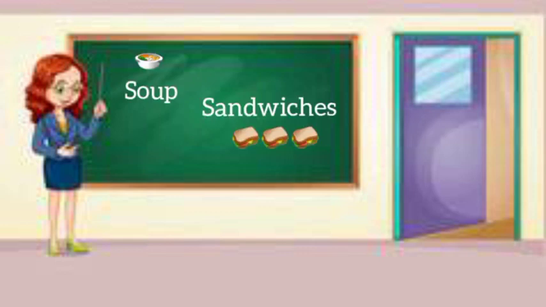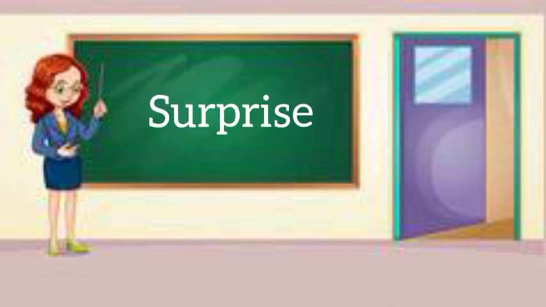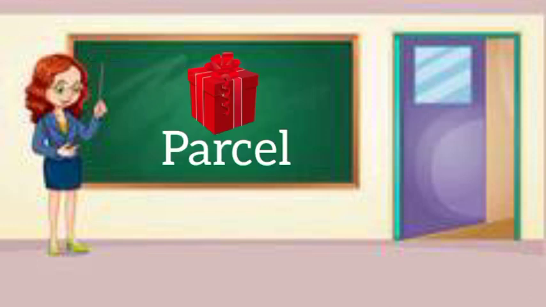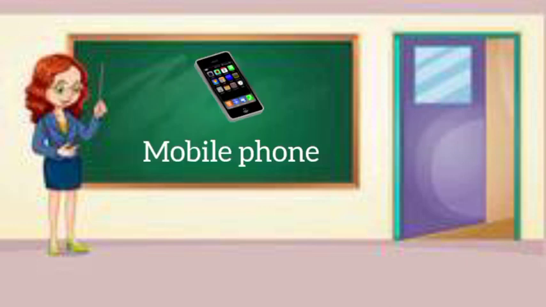And what had they prepared for Grandma? Yes, they had made soup, sandwiches, and salad. Grandma was really happy. There was one more surprise for Grandma. And what was that? Yes, they had given a parcel to Grandma. And what was in that parcel, boys? Yes, it was a mobile phone.